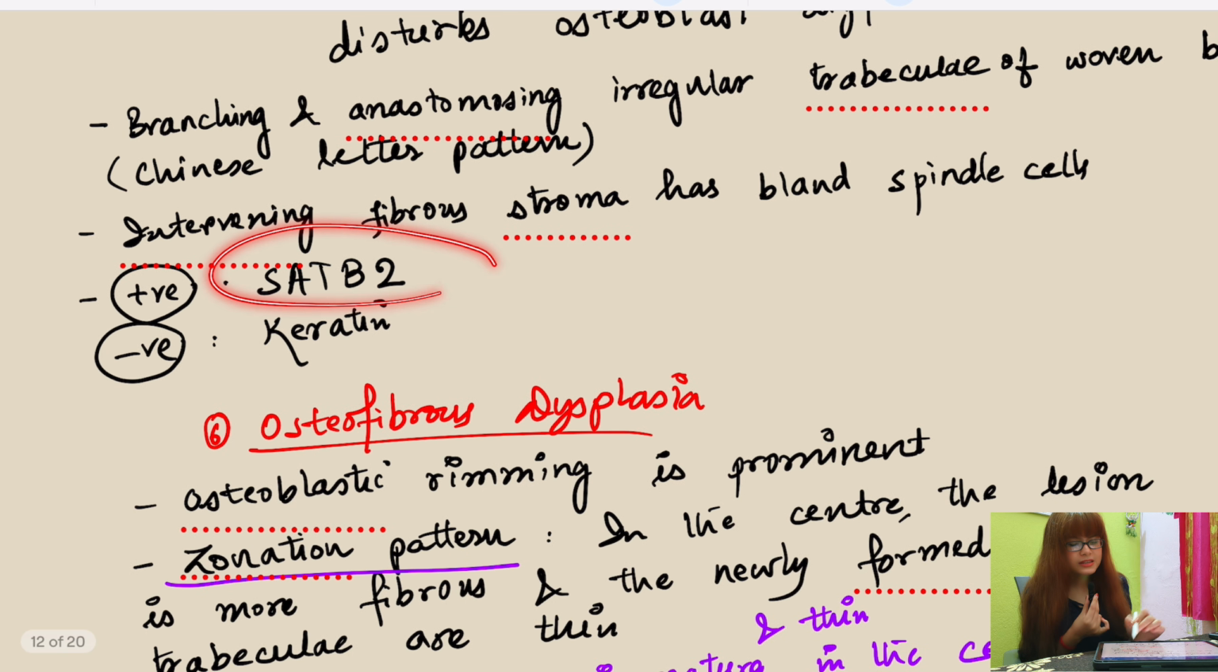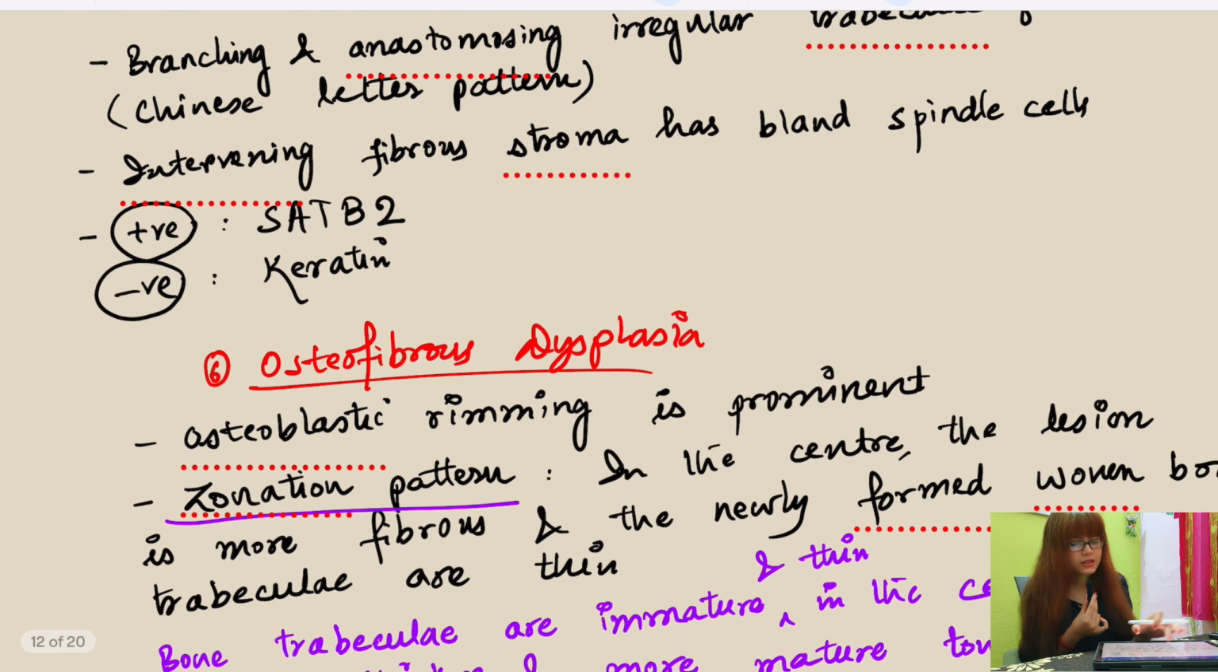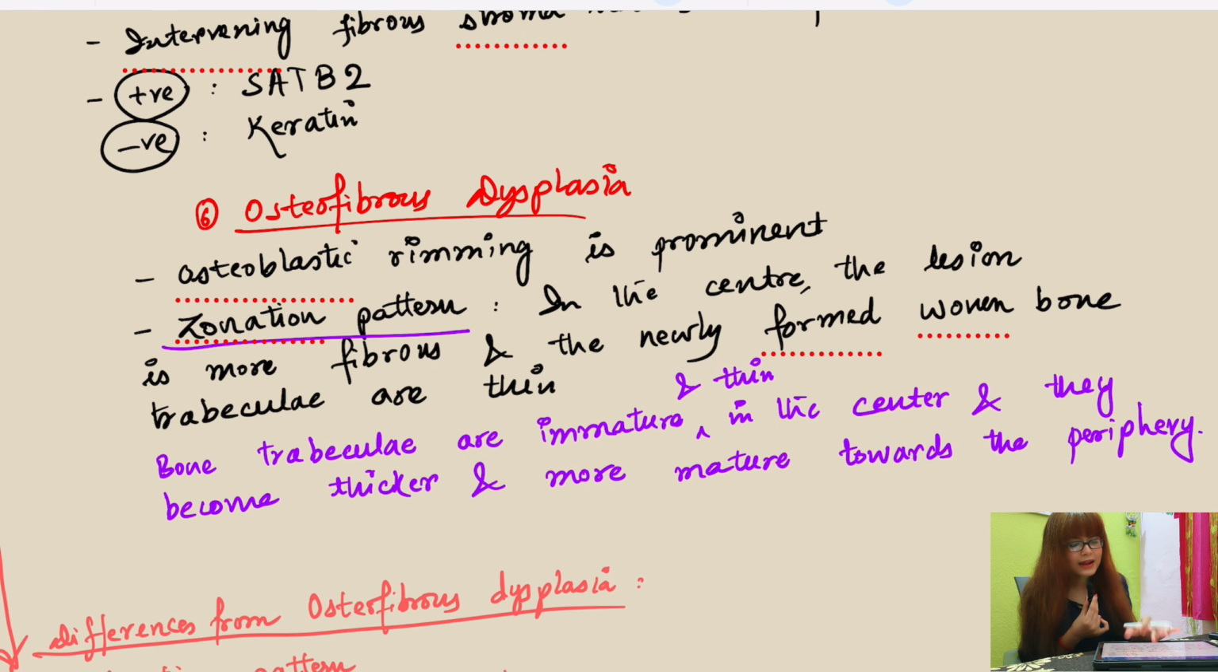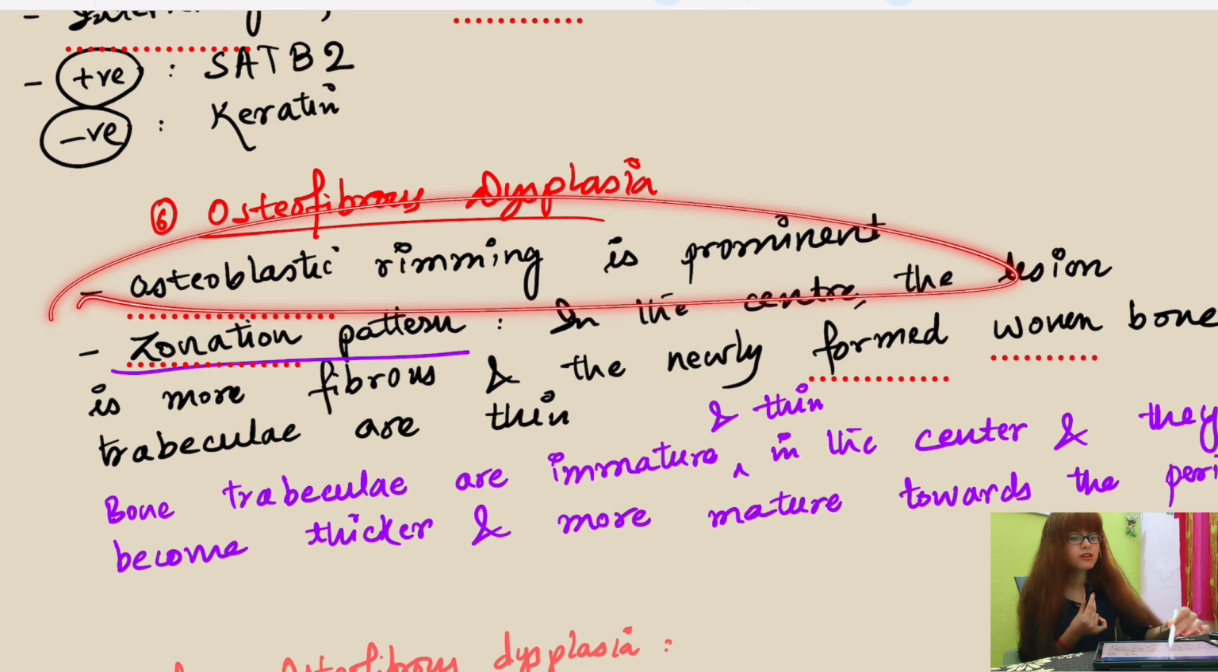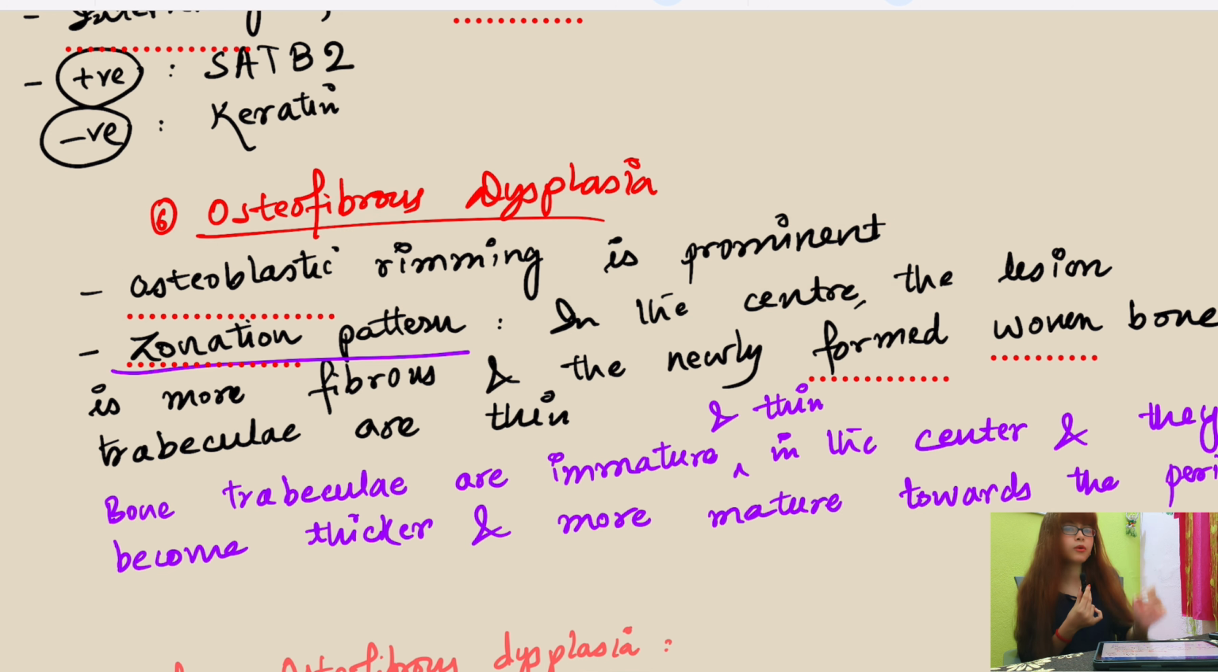So positive stain is the SAT-B2 and negative is the keratin. Now, important point is that in case of osteofibrous dysplasia, I've already mentioned that osteoblastic rimming is prominent. This is the most important difference from the fibrous dysplasia.